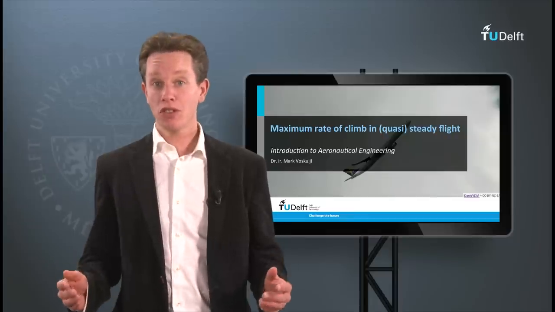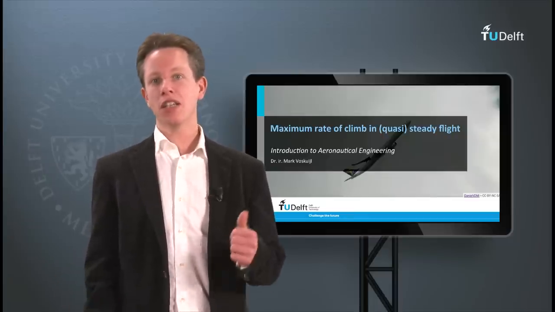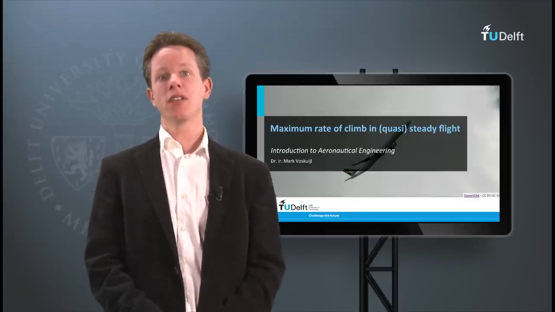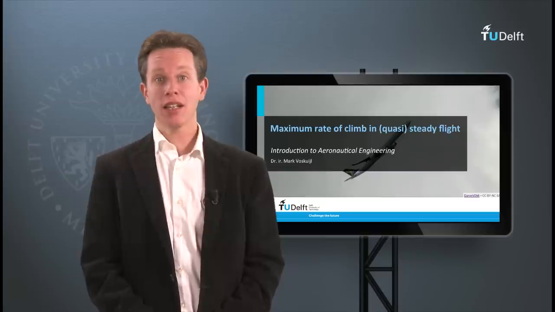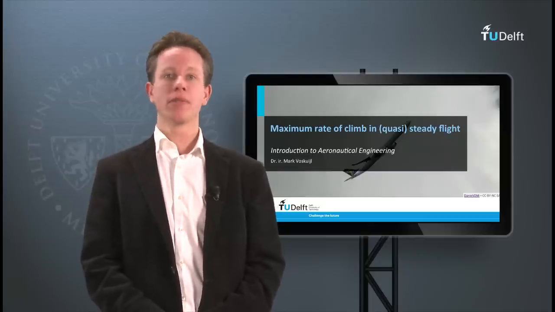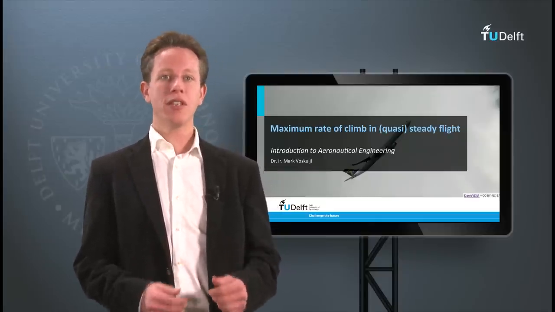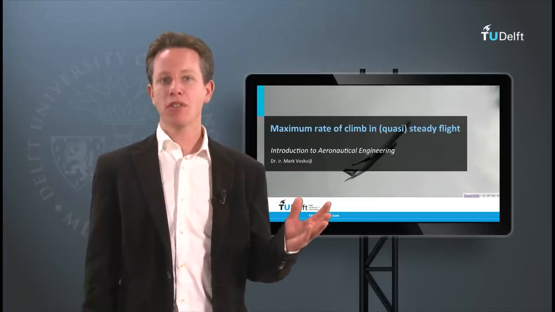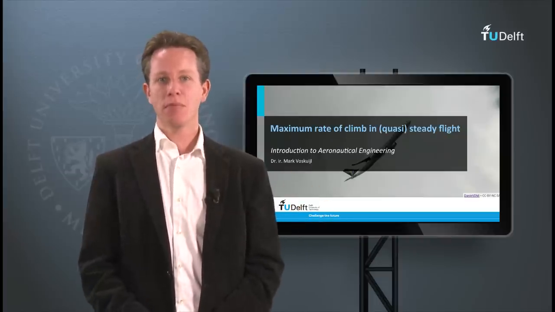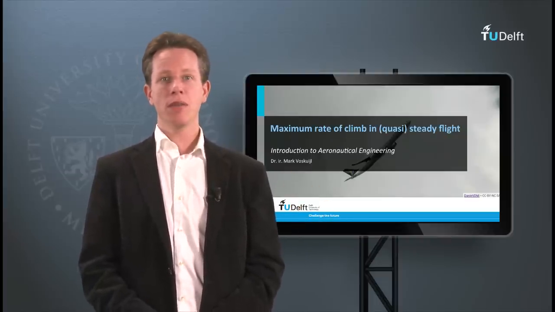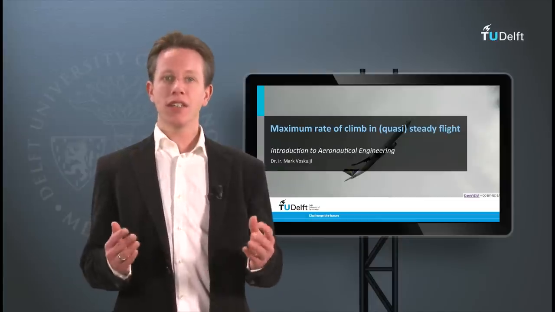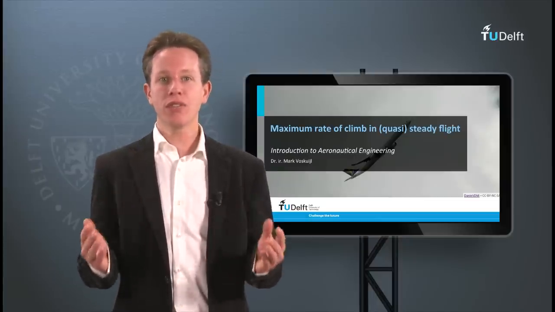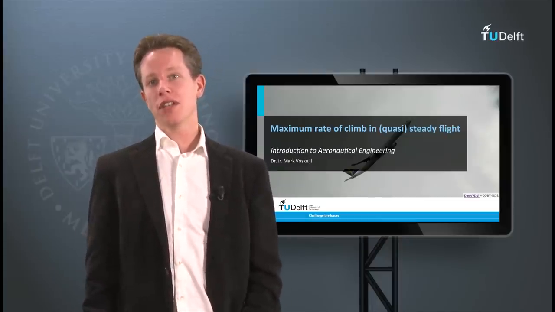In the last two blocks, I explained how to calculate the maximum climb angle for an aircraft and the minimum descent angle in gliding flight without engine power. In the current video, I will treat the topic maximum rate of climb. This indicates the maximum vertical velocity in meters per second. So, it is an indication of how long it will take to reach a certain altitude.